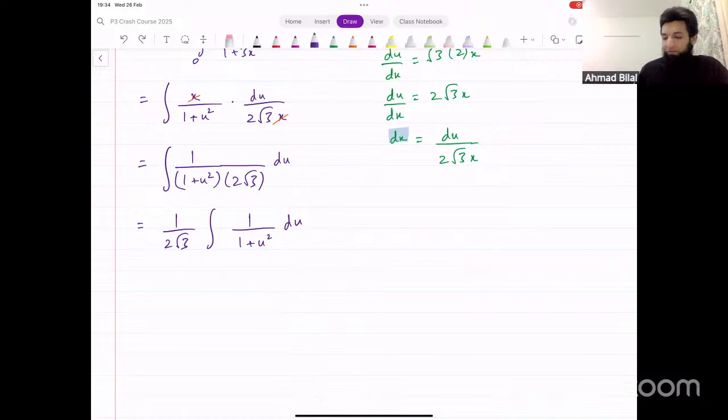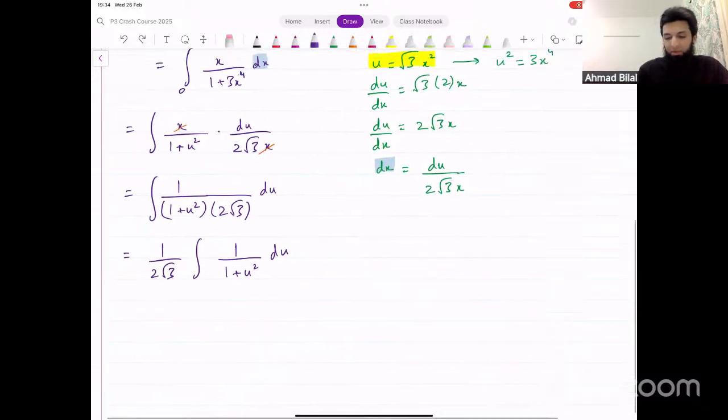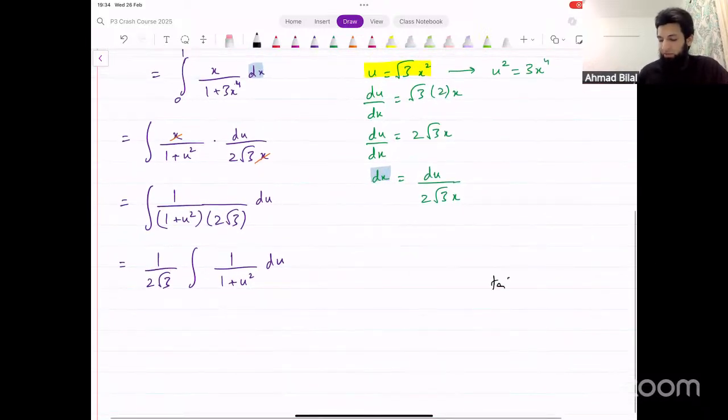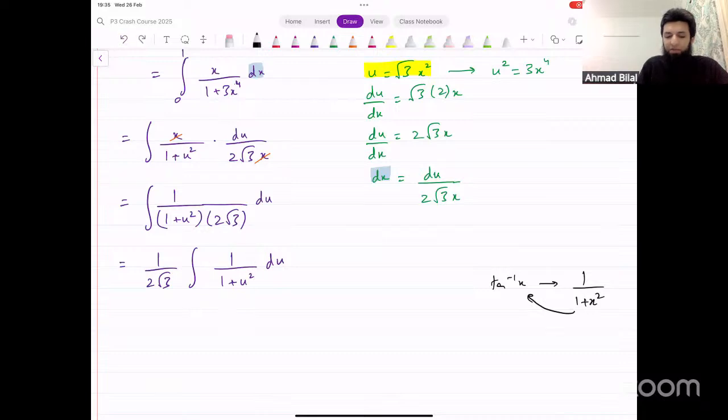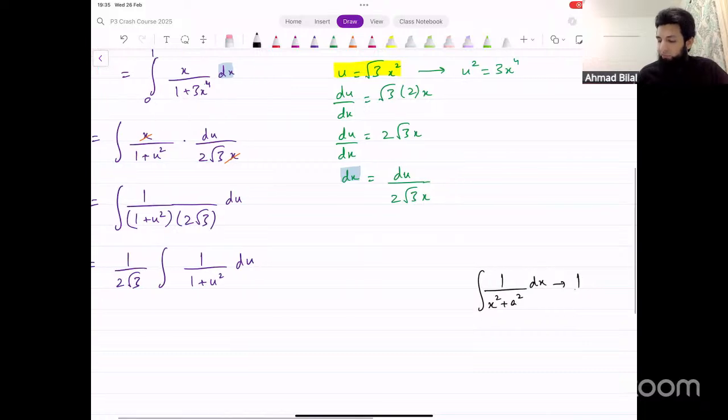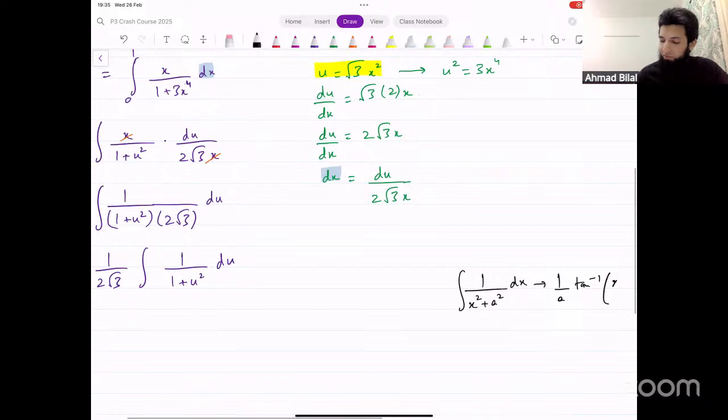If you remember, when we did differentiation, they used to say the derivative of tan inverse of x is 1 over 1 plus x squared. So if you go back here, this should just be tan inverse of x. But if you want to use the integration rule that's given in the formula sheet, that's how you would use it. The integration rule tells you that you need to have 1 over x squared plus a squared. Integration of that is 1 over a times tan inverse of x over a.